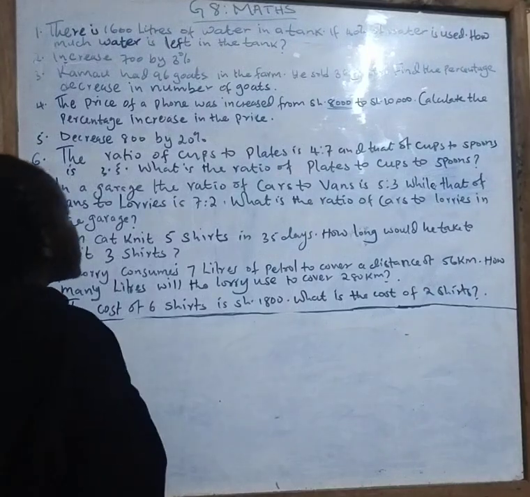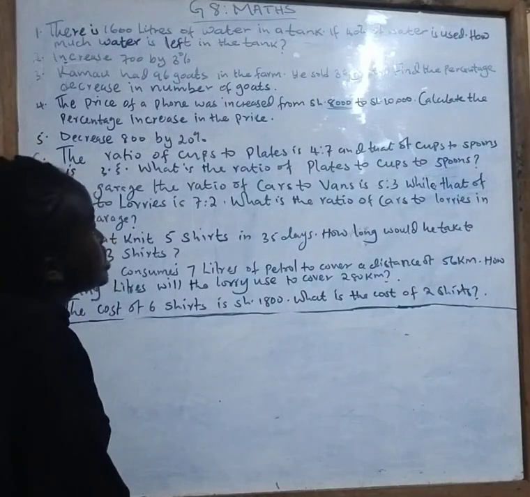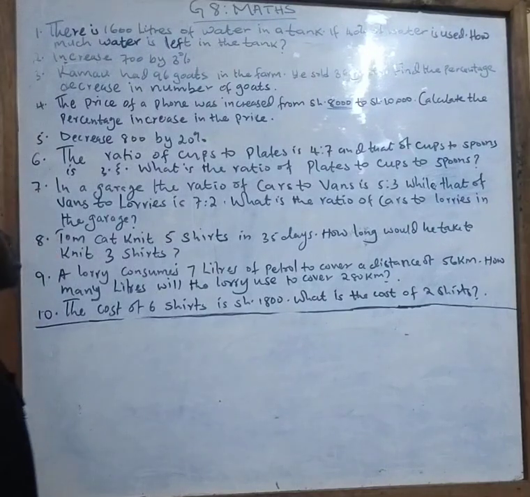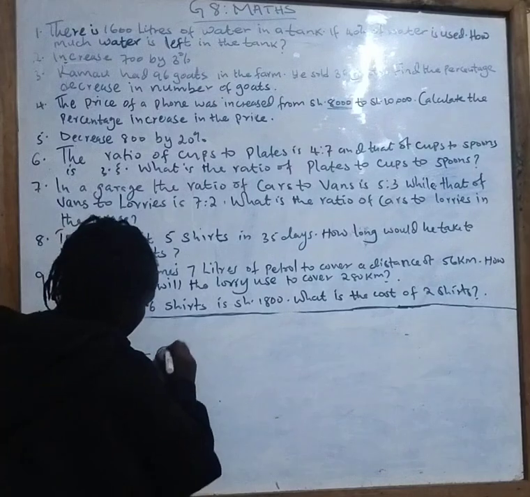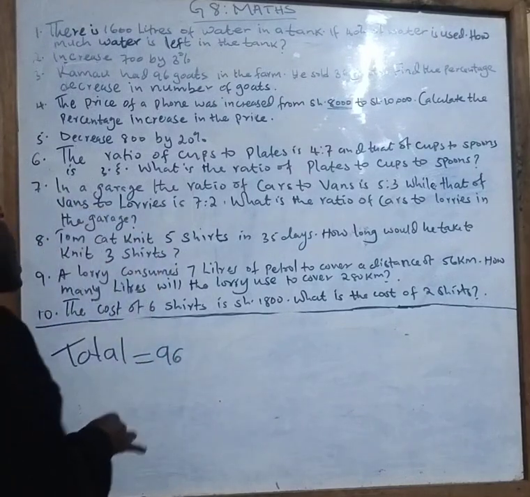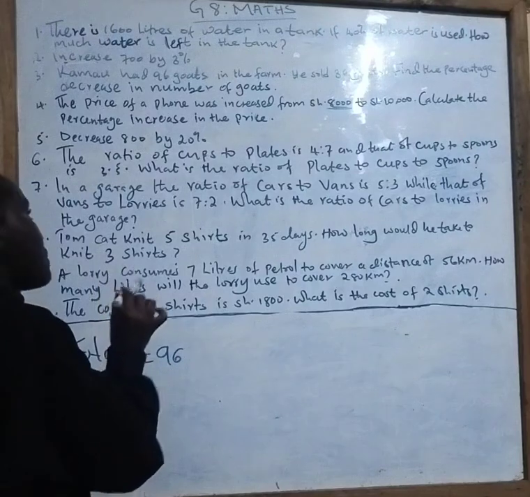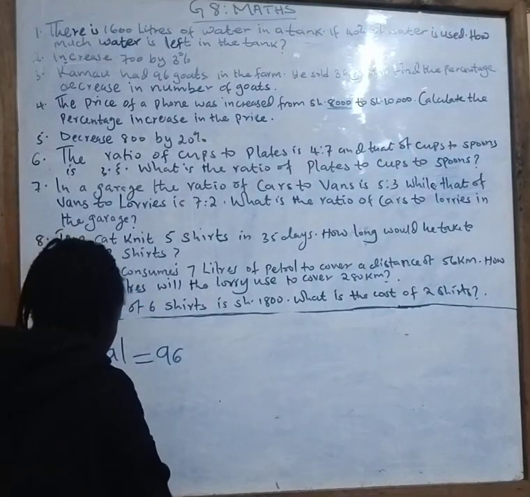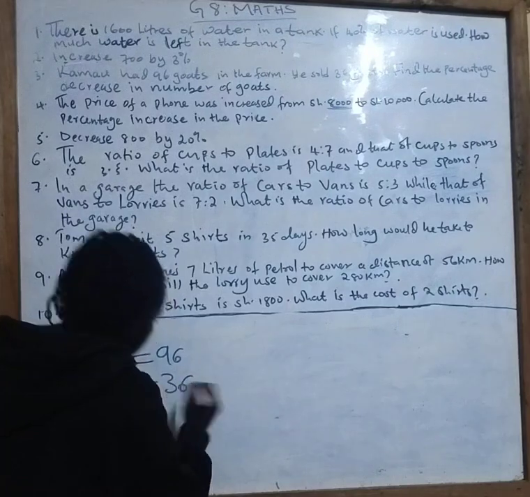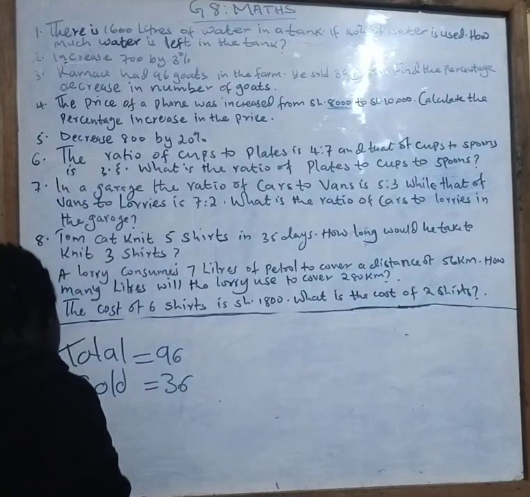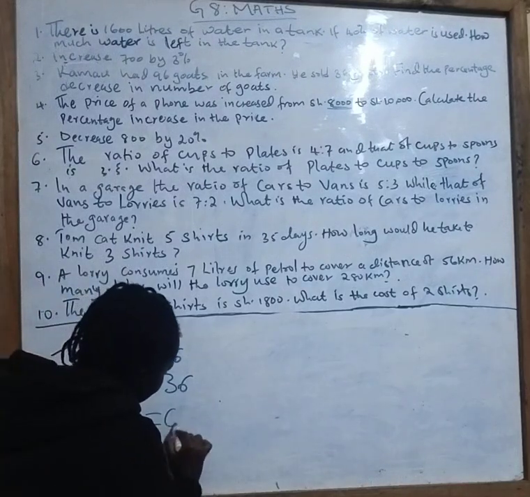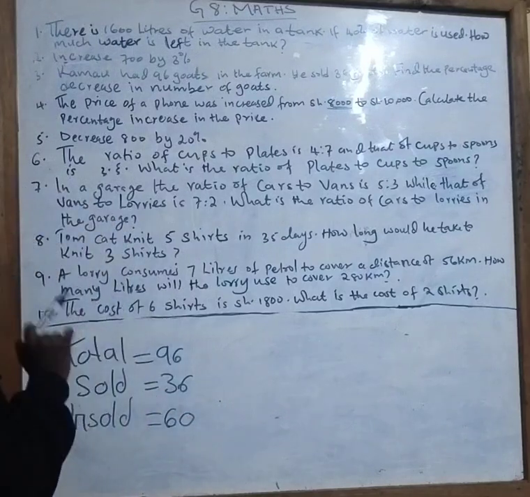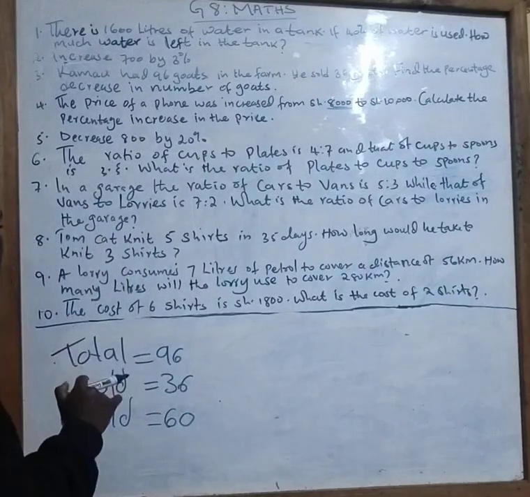Question 3. Kamal had 96 goats in the farm. He sold 36 goats. Find the percentage decrease in the number of goats. The total number of goats was 96. It is still the original. And the number of goats sold is 36. The unsold is 60. Find the percentage decrease in the number.